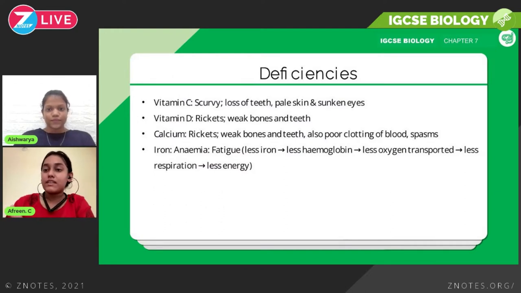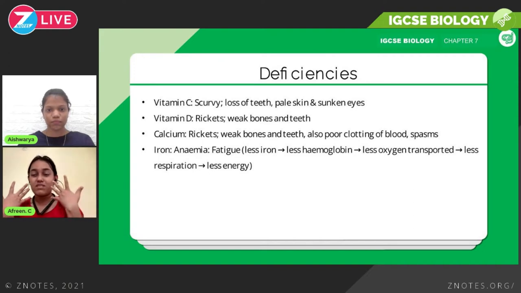Okay, so here we're discussing the deficiencies. A lack of vitamin C would cause scurvy, which is basically loss of teeth, pale skin and sunken eyes. Vitamin C is needed for healthy skin, healthy gums, and nails. So that's what vitamin C is important for.